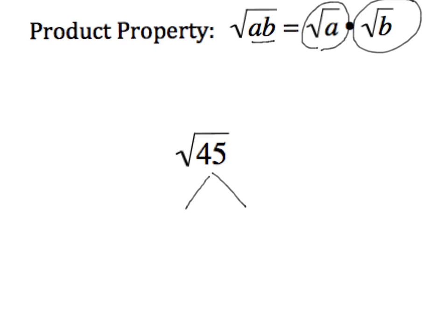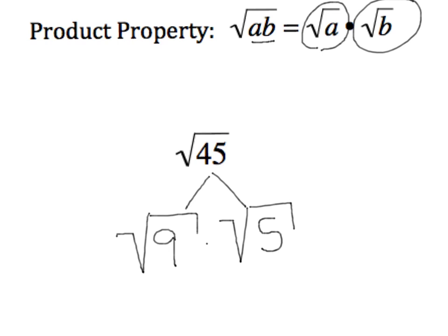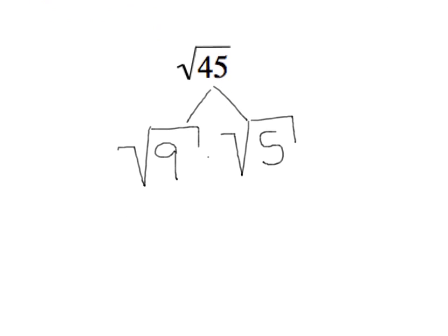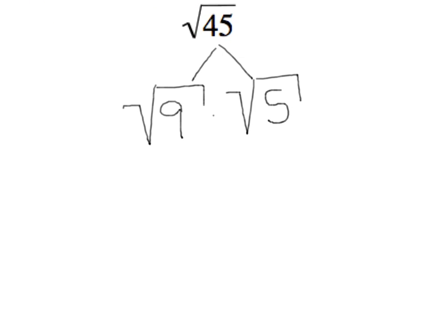So the square root of 45 can be broken down in several different ways, but because I want to break it into perfect squares, I would break it into the square root of 9 times the square root of 5. Now it's okay that 5 isn't a perfect square, because when I take 5 times 9, 9 being the perfect square, I get 45. So numbers can't always be broken down into two perfect squares.